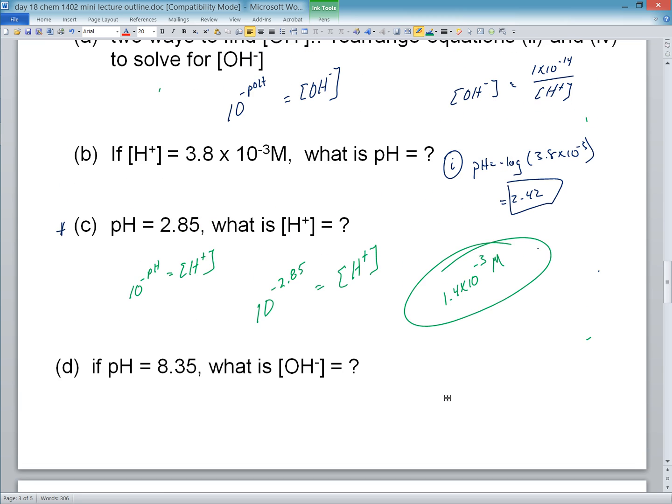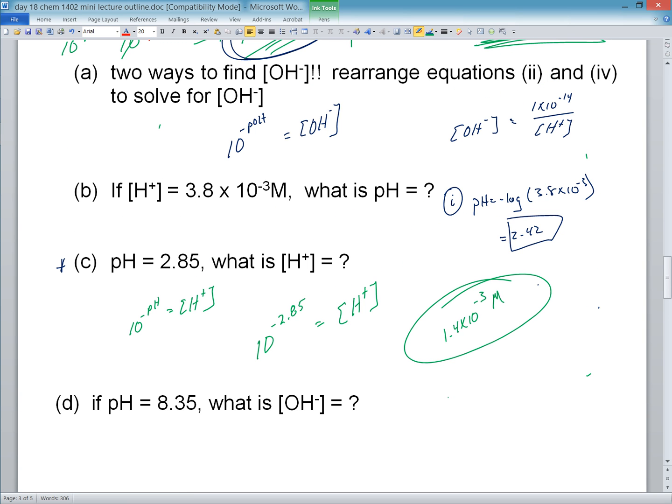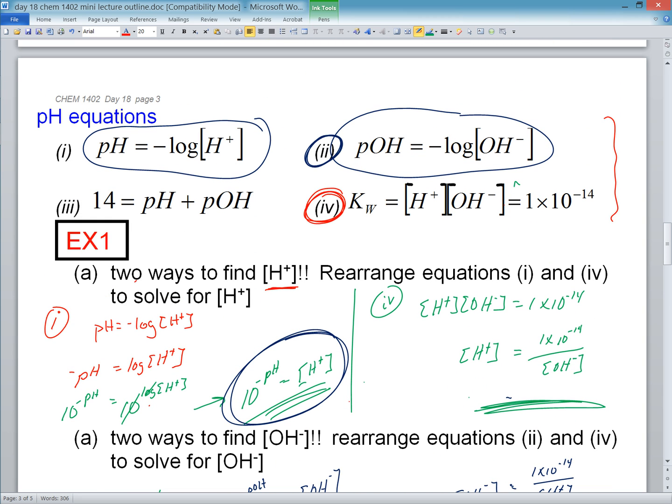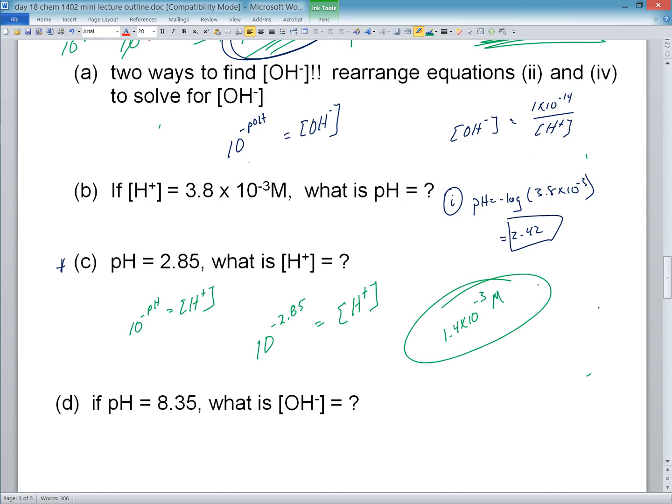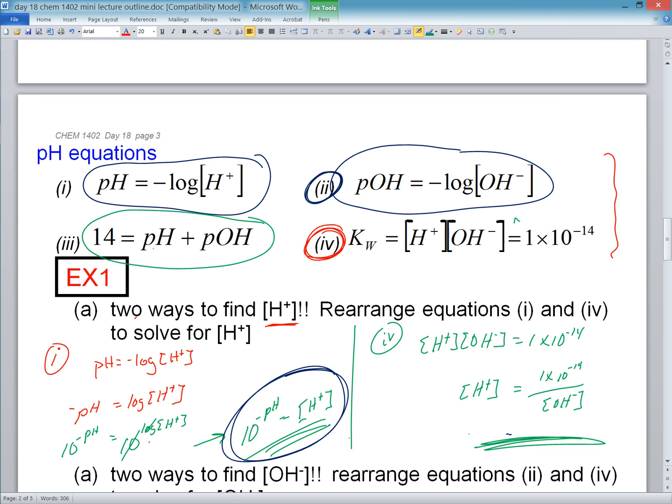One more, then we'll go to the boards. If the pH is 8.35, what is hydroxide? Okay, Gabby's got one idea. She's using this one, equation 3. She's subtracting, right? They want to know what hydroxide is. They gave us pH. So we know this one. She said subtract it from 14, bring it over there. Then you'd have pOH. Then you could use the expression 10 to the negative pOH is hydroxide. That's what she's planning on doing.